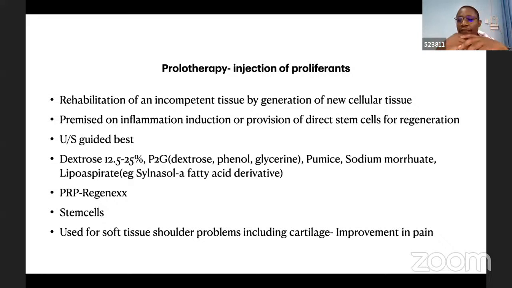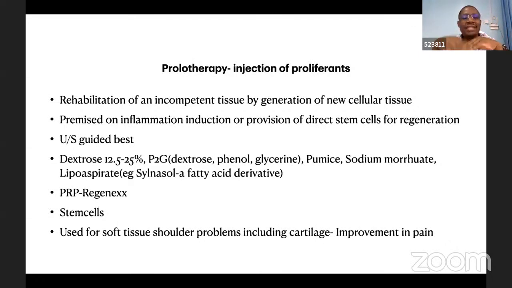And then other forms of prolotherapy include PRP. PRP basically is platelet-rich plasma. You take blood from the same patient, centrifuge it, and take the layer that has platelets with the plasma. Now, these platelets come with platelet-derived growth factors that are able to cause tissue regeneration.